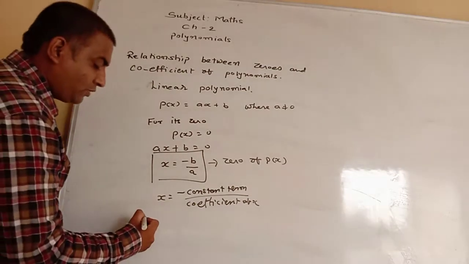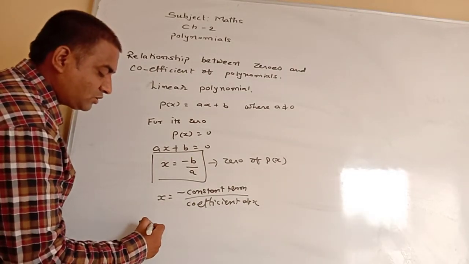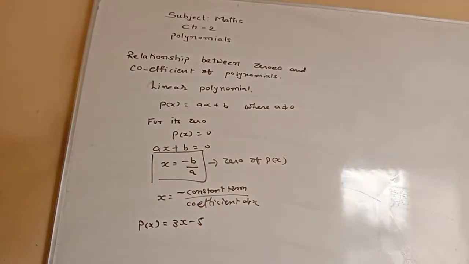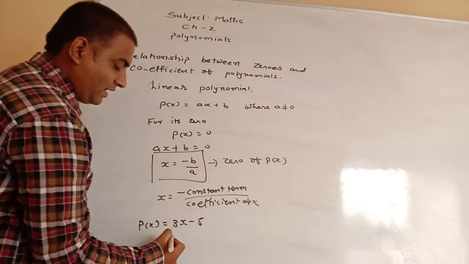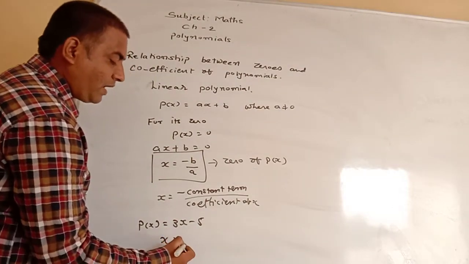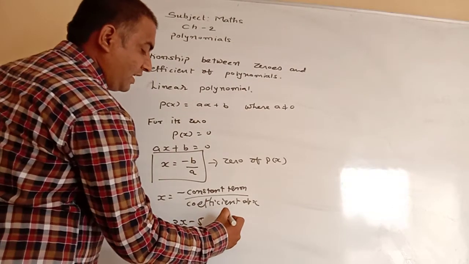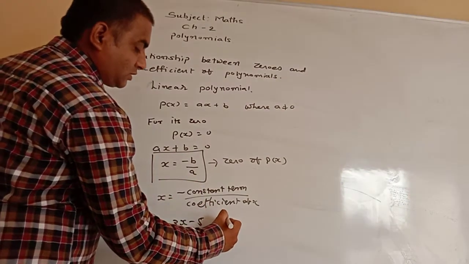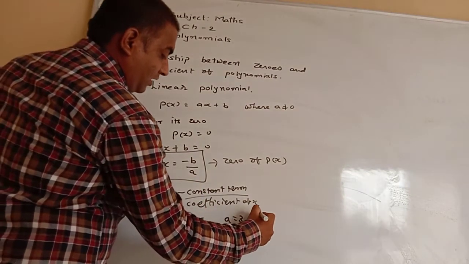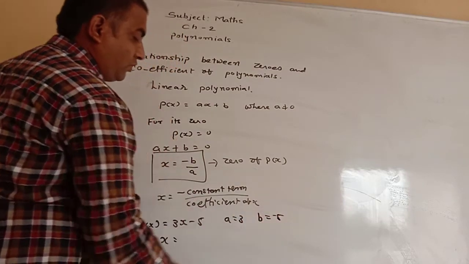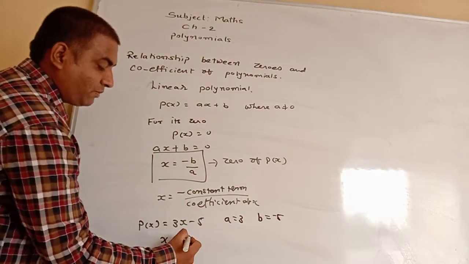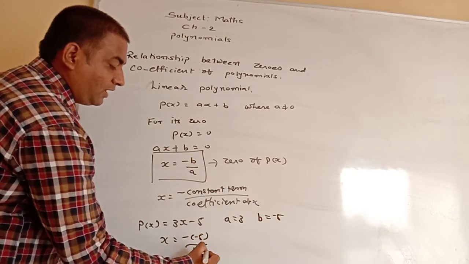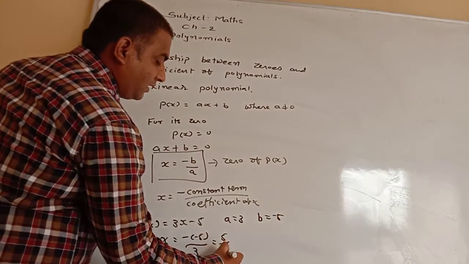Suppose it is given that p(x) equals 3x minus 5. Then what is its zero? Without taking this process, directly we can write x equals minus b upon a. Compare ax plus b with 3x minus 5, then a equals 3, b equals minus 5. Now according to this formula we substitute the values. So minus of minus 5 upon 3, and so it is 5 by 3.